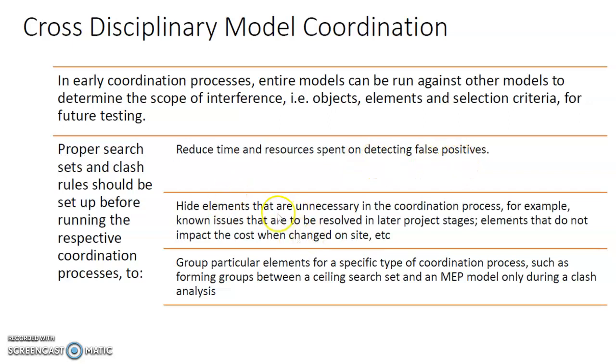Hide elements that are unnecessary in the coordination process. For example, known issues that are resolved in later project stages, or elements that do not impact cost when changed on site. Group particular elements for specific types of coordination process, such as forming groups between the ceiling search set and MEP model only during the clash analysis.